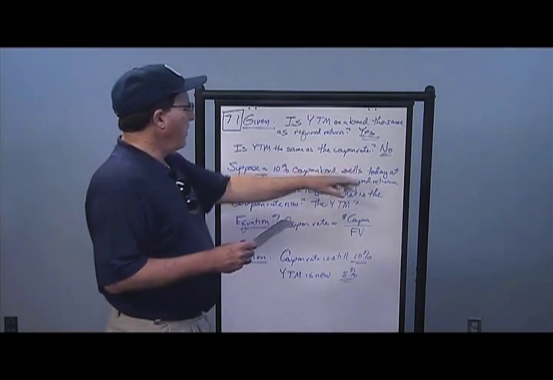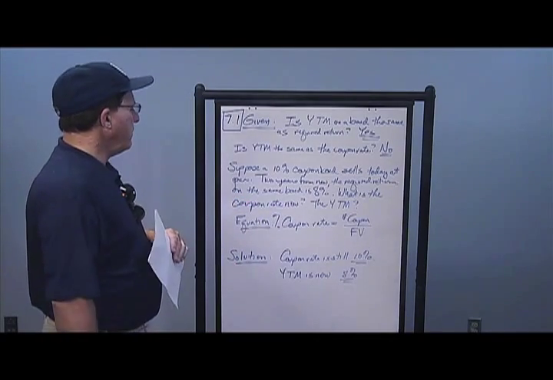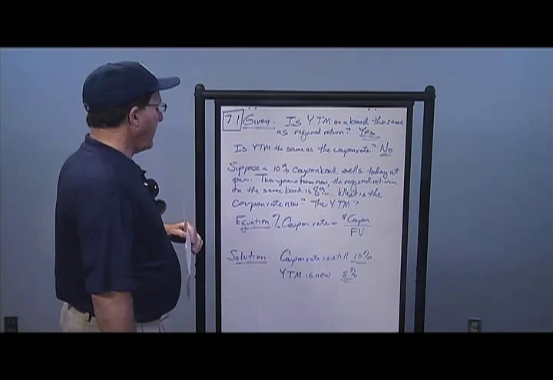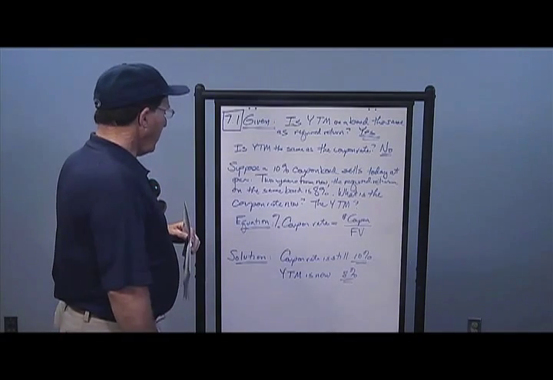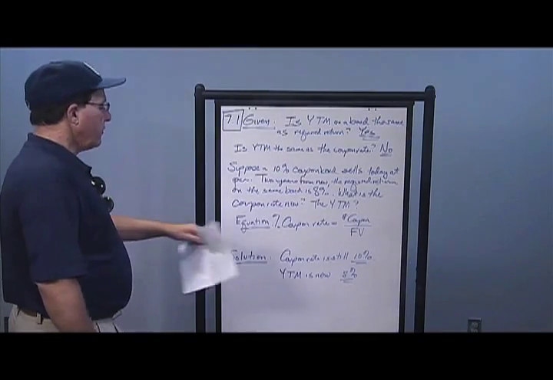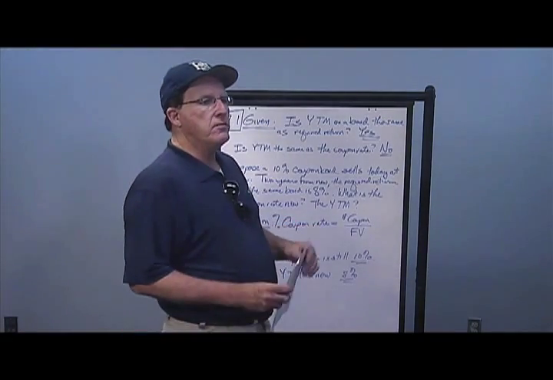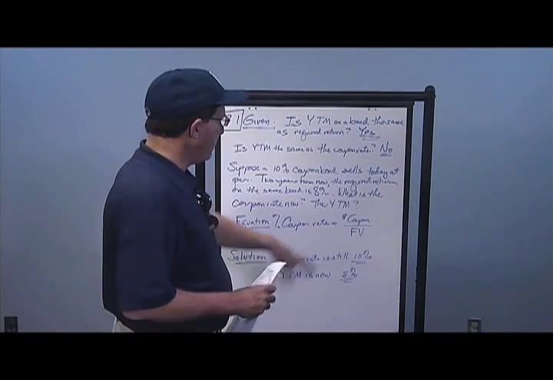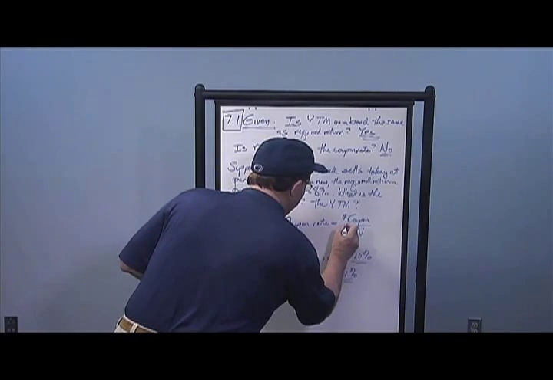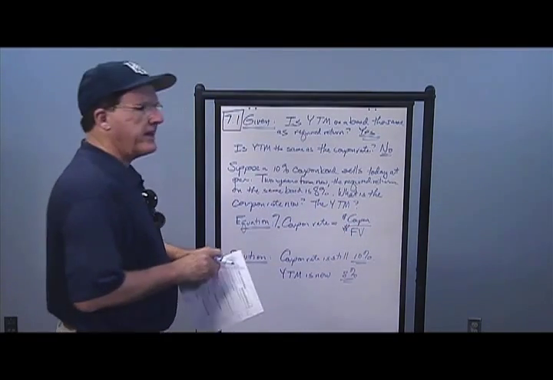Suppose a 10% coupon bond sells today at par value, typically $1,000. 2 years from now, the required return on the same bond is 8%. What is the coupon rate now? What is the YTM? The equation is coupon rate is coupon over face value. So you can always determine the coupon rate. It's dollars divided by dollars, dollars of coupon divided by dollars of face value, so we get a percent answer.